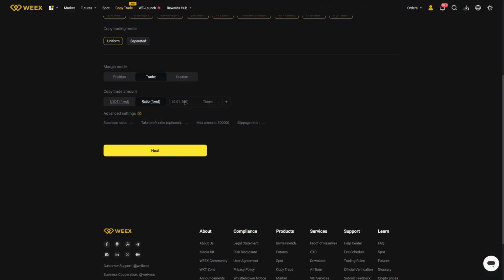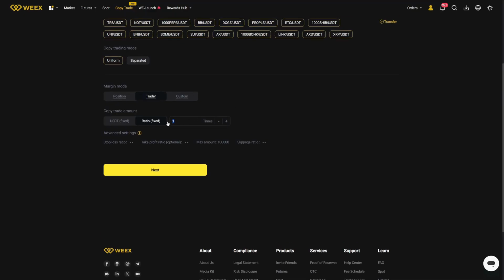If you use more than 1, you will use a multiple of what the lead trader uses. If you set this to 5, and the lead trader opens a trade with 10% of his portfolio, you will actually use 50% of your portfolio, which I don't recommend at all. Set this to 1 or even lower. Alternatively, you can use a fixed amount, for example $100. That is also generally safer, but in this case, I will go with 1.